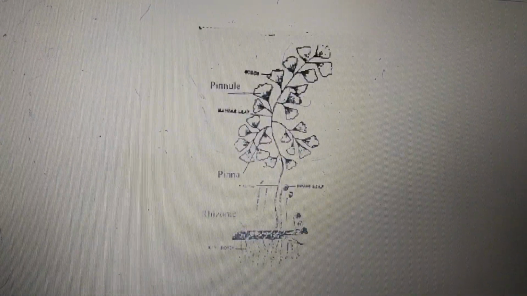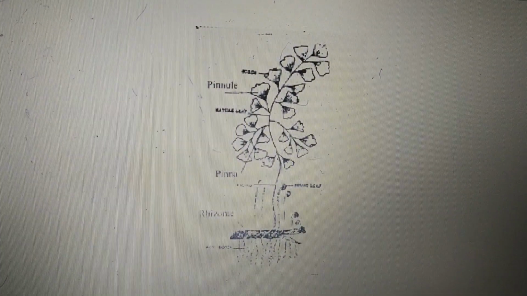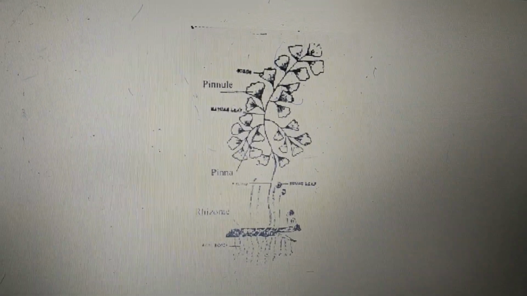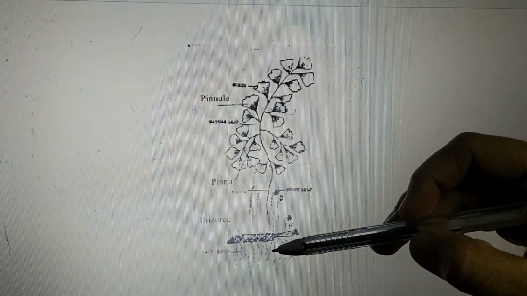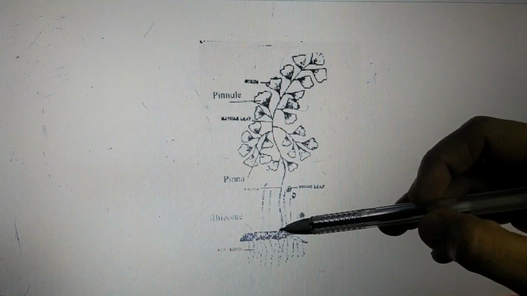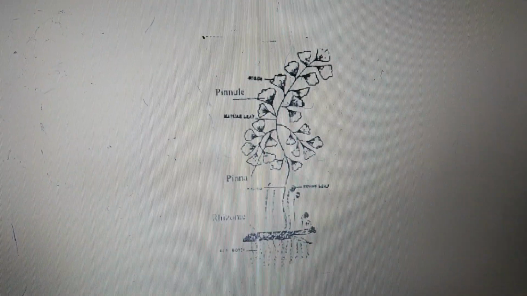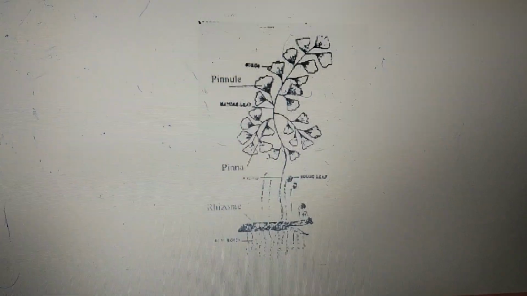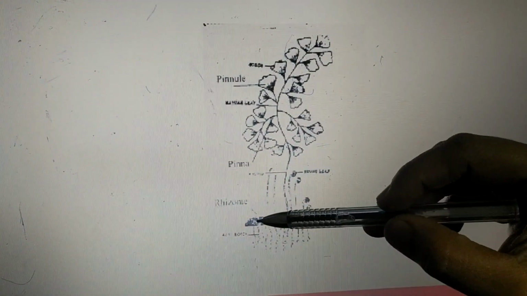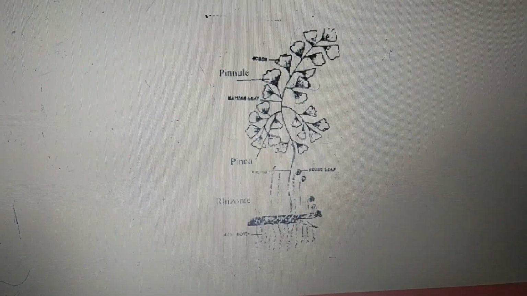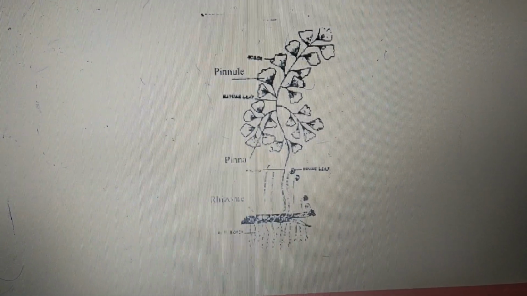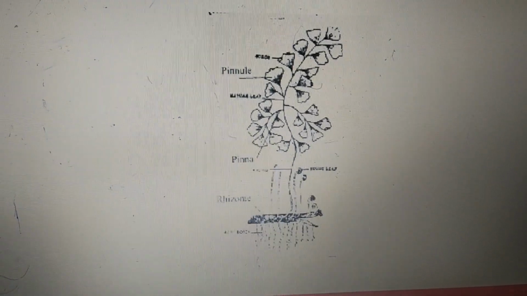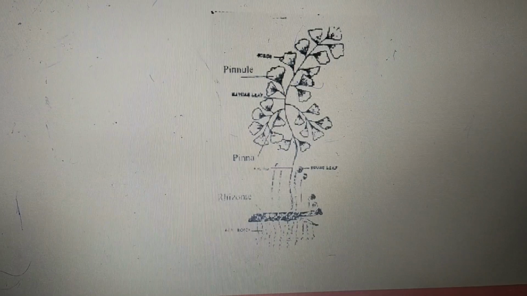This image shows us an external feature of Adiantum. The body is divisible into three regions: firstly roots, followed by stem, and then leaves. Here the stem is nothing but a rhizome. This stem of Adiantum is underground, so that is the reason it is called a rhizome.